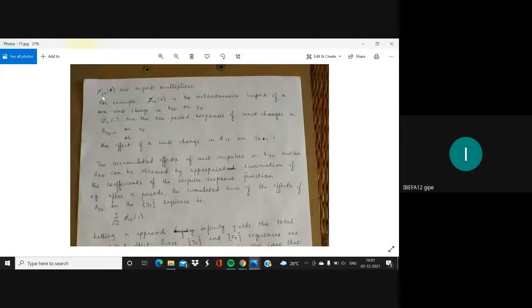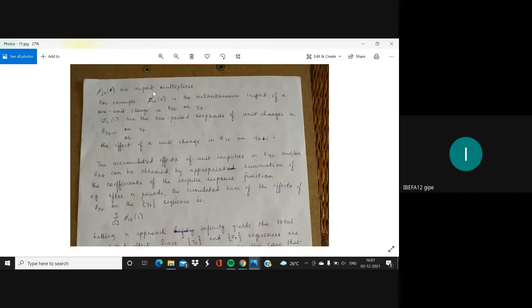So phi jk(0) are what are known as impact multipliers. Here j refers to the row, k refers to the column in the phi i matrix. I hope you all understand. So for example, phi 11 denotes the element in the first row and first column basically. So phi jk(0), if I have 0 in brackets instead of i, this is known as an impact multiplier.